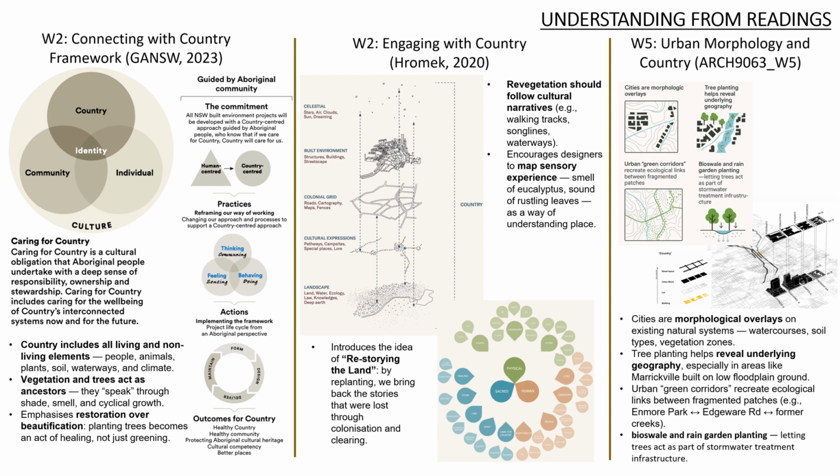Engaging with Country encourages mapping sensory experiences, smells, light, sound, and restoring stories lost through colonization. Finally, the urban morphology reading reminds us that cities sit on top of natural systems like floodplains and former creeks. Recognizing these layers allows us to use green corridors, tree planting, and bioswales to reveal underlying geography. These principles directly guide the design solutions for Enmore Road.